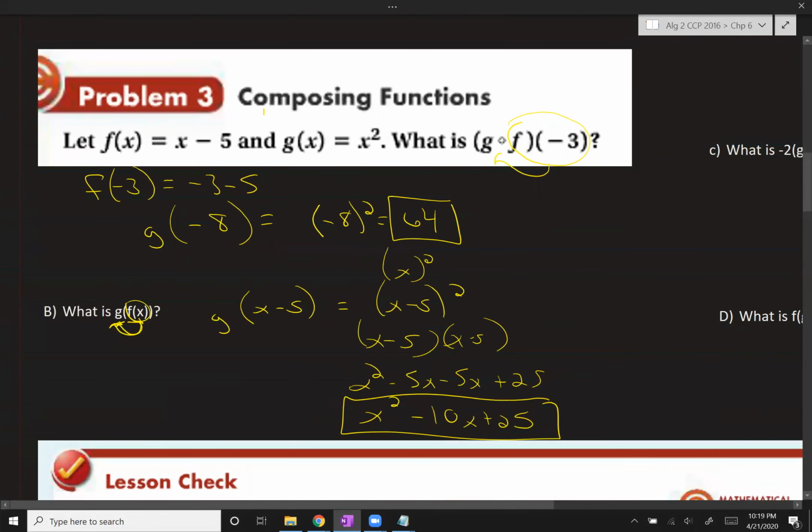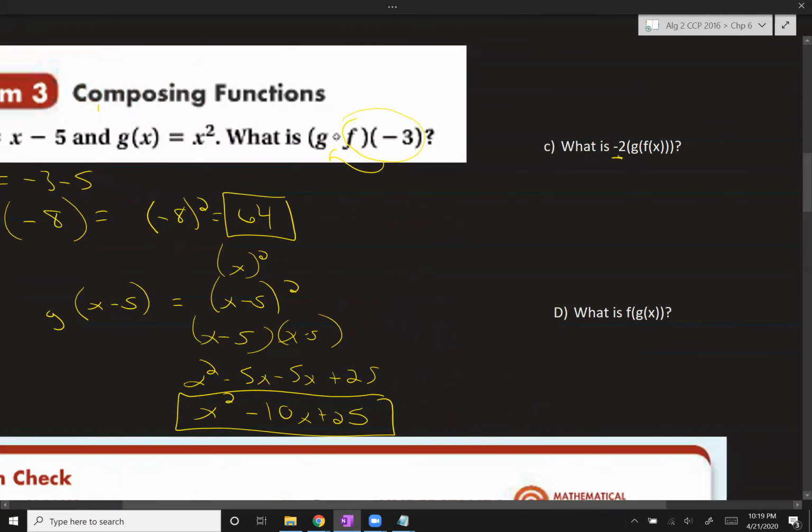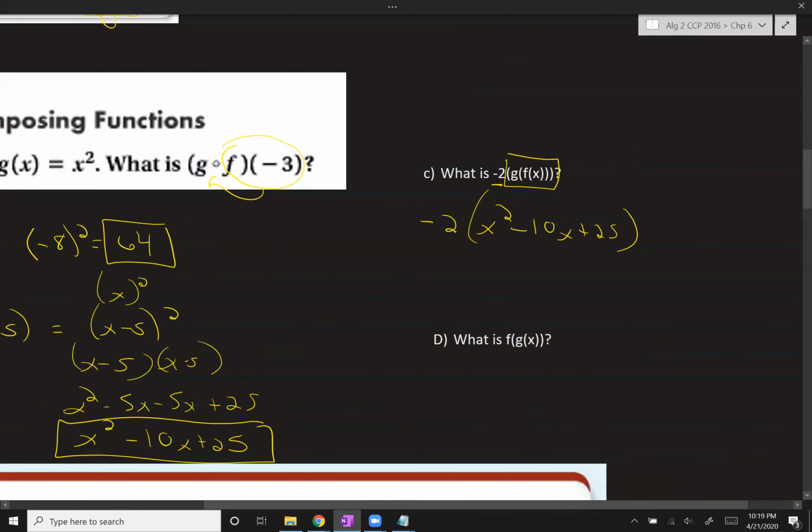What if we had negative 2 times that same thing? I'm going to take f of x and put it into g of x. Well, let's not be redundant here. We just found this answer. That's x squared minus 10x plus 25. So the last thing I would do is multiply it by negative 2. So negative 2x squared plus 20x minus 50. That gives me my end result.